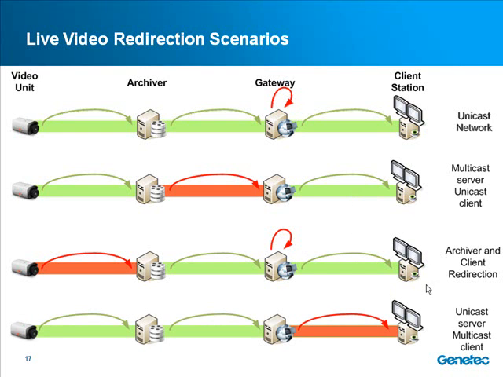In the last scenario, we have unicast from the video unit to the archiver, and unicast from the archiver to the gateway, but then multicast to the client. The gateway does the multicast video redirection to send the stream to the clients. In this case, the archiver is only connected to one gateway and doesn't need to send multiple instances of the same stream.